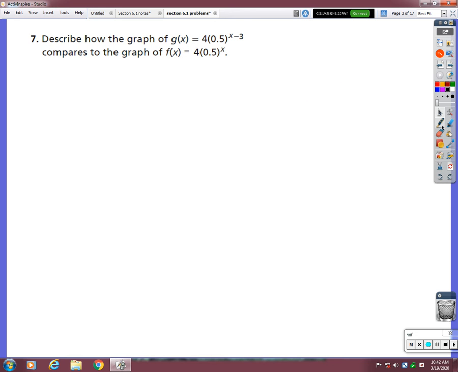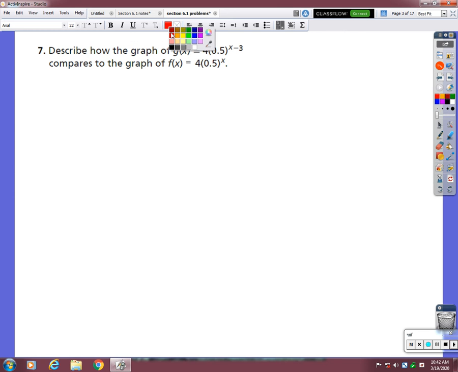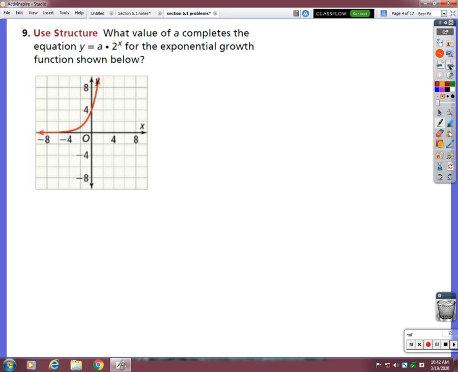Number 7. Describe how the graph of that is different from the graph of that. Well, I'll tell you how these graphs are different. It is shifted to the right 3. That's because the minus 3 right here, since it's up there in the exponent, we can think of as being in parentheses. So it moves the graph to the left or the right, and does so in the opposite direction of the sign. So negative moves it to the positive.